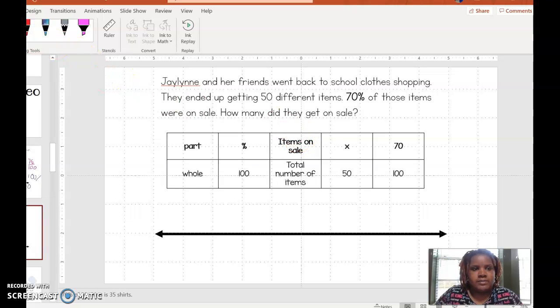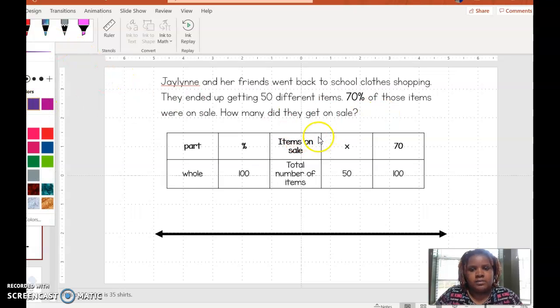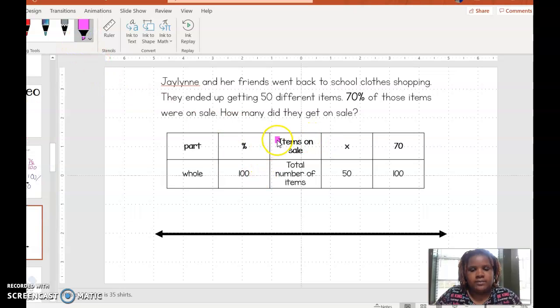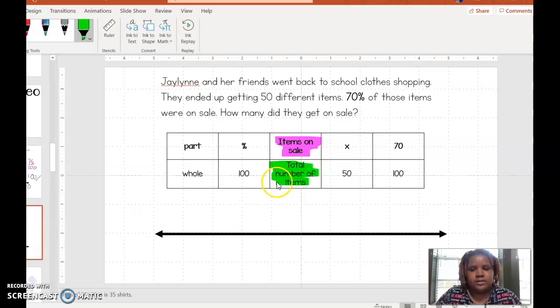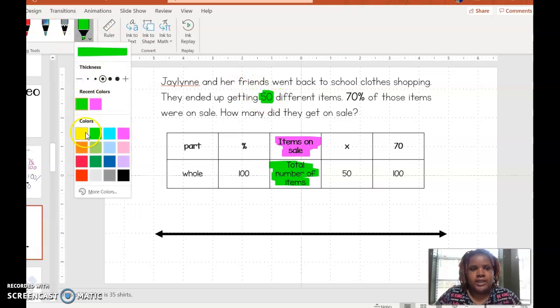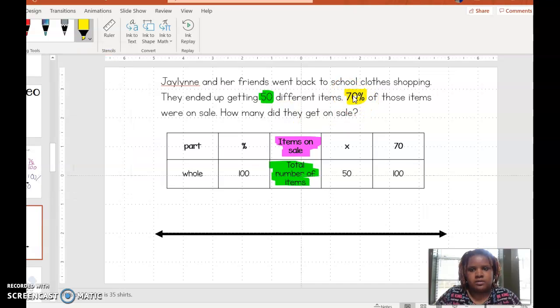My part I corresponded with the top row. My part was the items on sale. And my whole is the total number of items, so the total number of different clothes they bought. I took the information from the word problem and put it into my chart. The 70 I put over here because 70% changed into a fraction is just 70 over 100. And the 50 represents the total number of clothes, and I don't know how many items, so I put X because that's what we're trying to find.